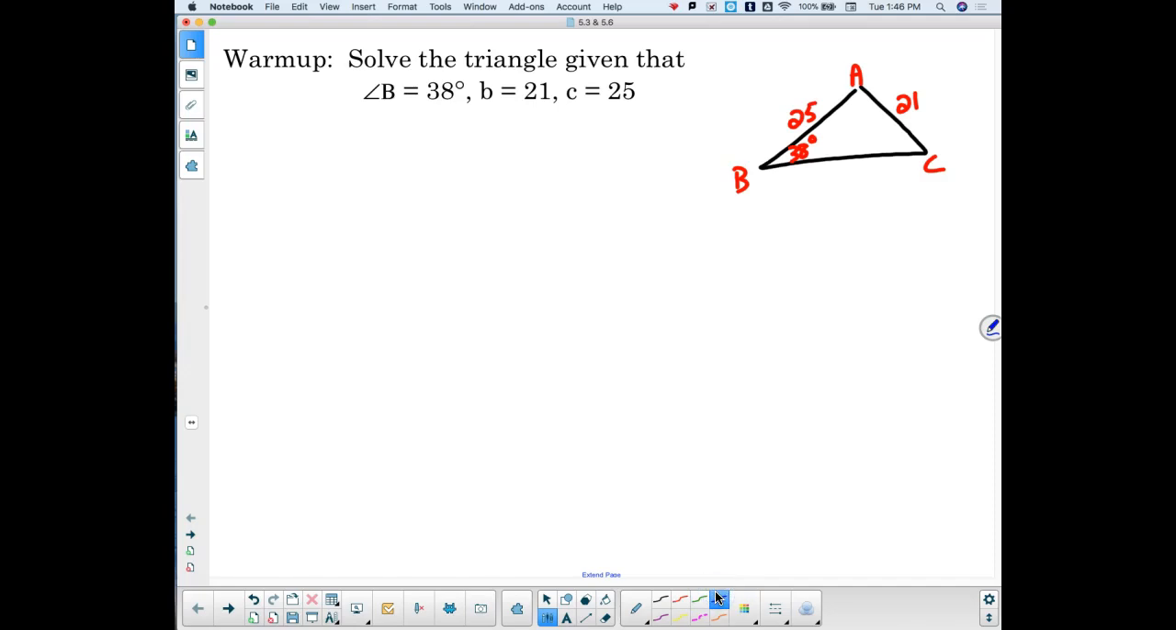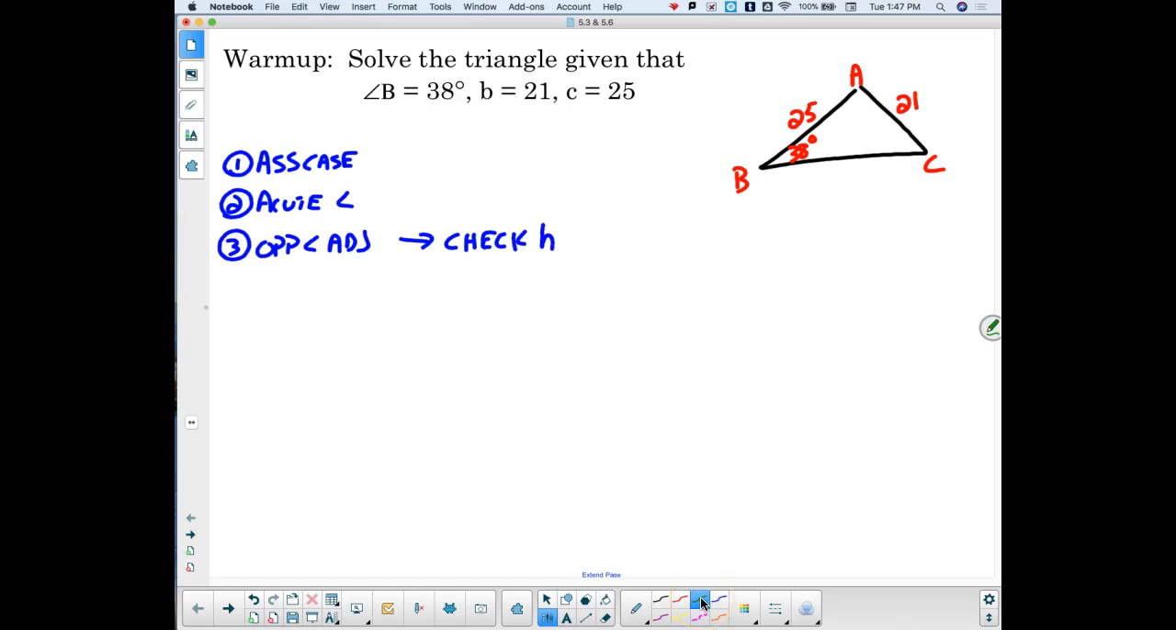So, my checklist of things. Yes, I am in an angle side-side case. Yes, I have an acute angle. Yes, my opposite side is shorter than my adjacent side. When the opposite side is shorter than the adjacent side, what do we have to do? We've got to check the height. So my height is there.